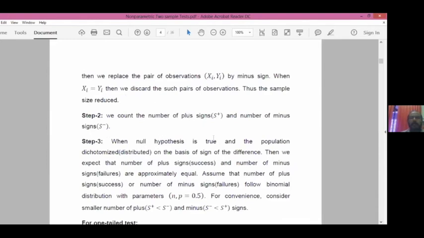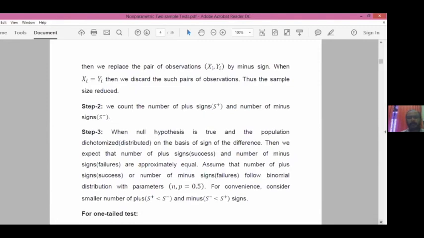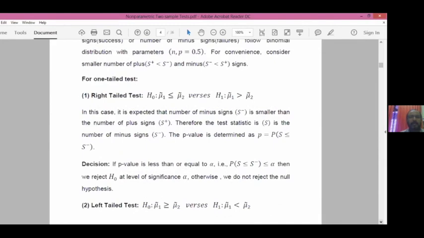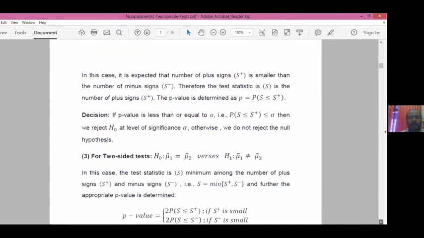We count the number of plus signs and minus signs. Under the null hypothesis that the populations are the same, on the basis of the sign of the difference we expect the number of plus signs and the number of minus signs to be approximately equal. We assume that the number of plus signs and the number of minus signs follow a binomial distribution. That is the procedure for the one-tail test. I will come to the problem shortly. The idea is exactly what I explained in earlier cases.